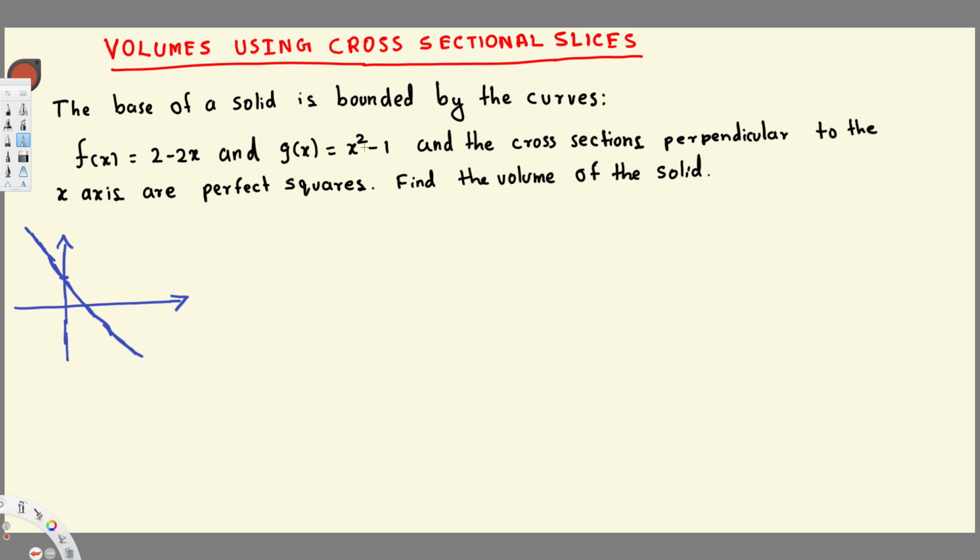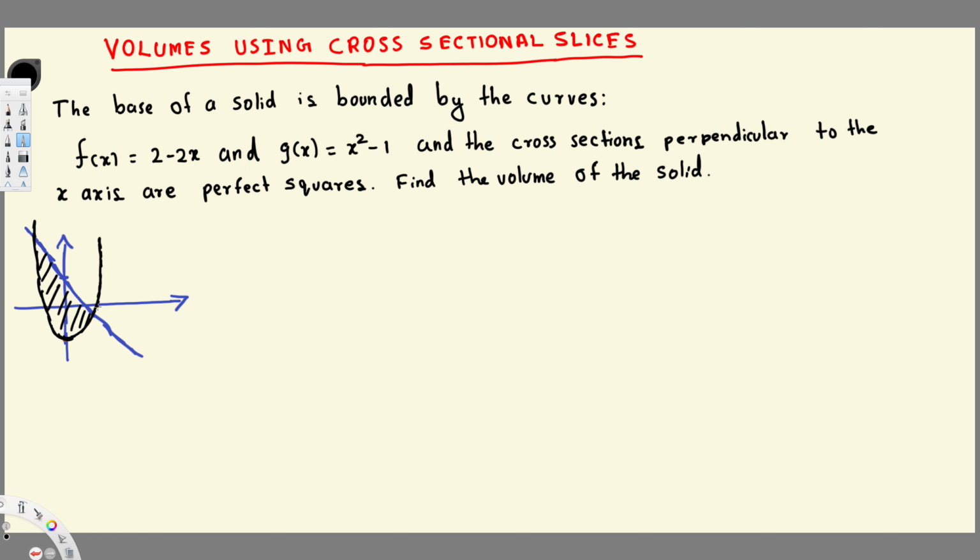And we have another graph right here, that is x squared minus 1, so it means a parabola opening up, and minus 1, so it's 1 unit down, so it's going to start from right here. Let's draw this one with black. So this is the graph, and this is the area, the volume we are trying to find.